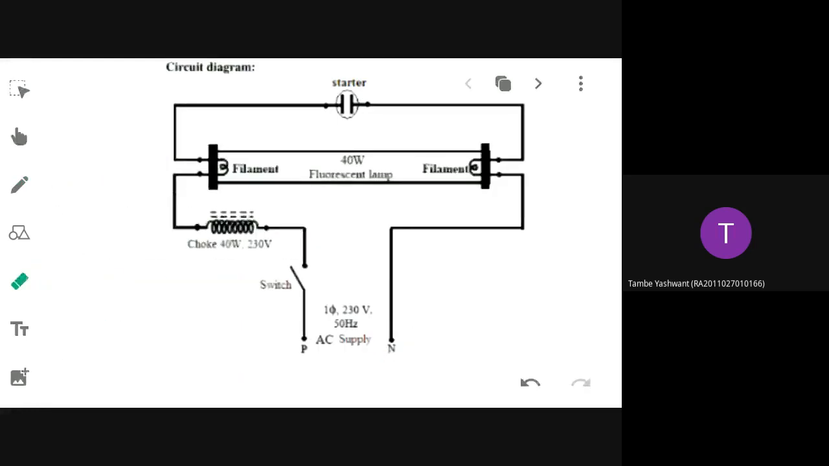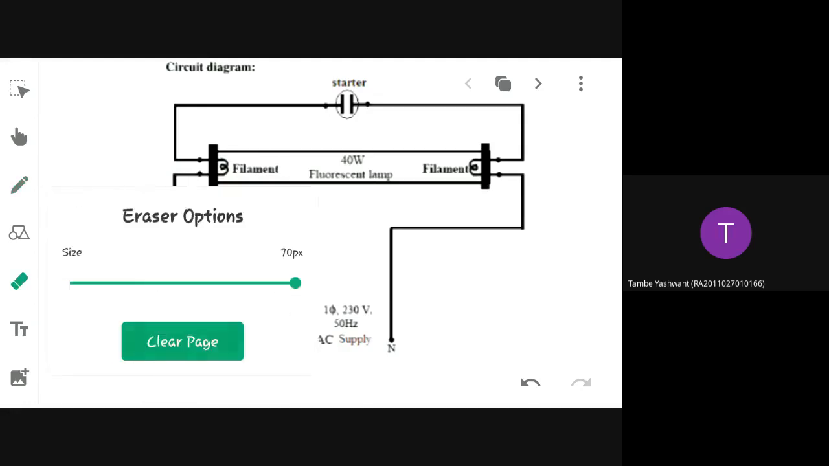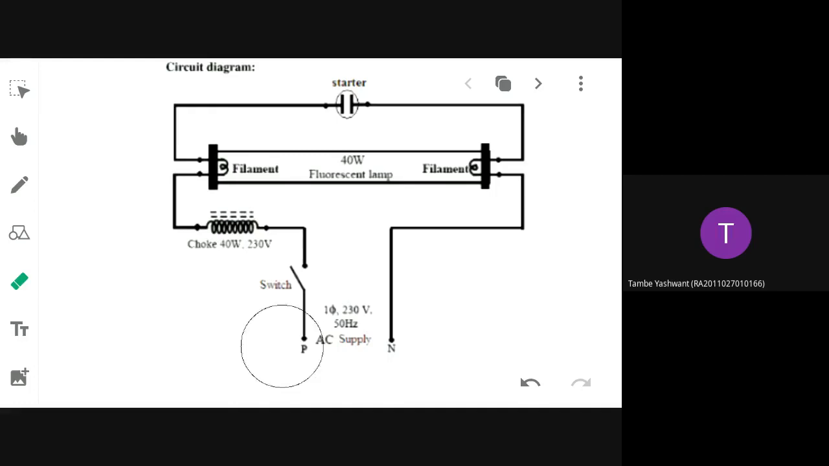Then the phase, that is one. If you are having two points in the plug point, you have to screw it in the plug. The one of the wire you have to connect to the switch. Not two terminal switch is there, no? On off switch. So to that switch you have to give the phase. One wire you have to take and give it to one end of the switch. Other end of the switch you have to connect to the choke.